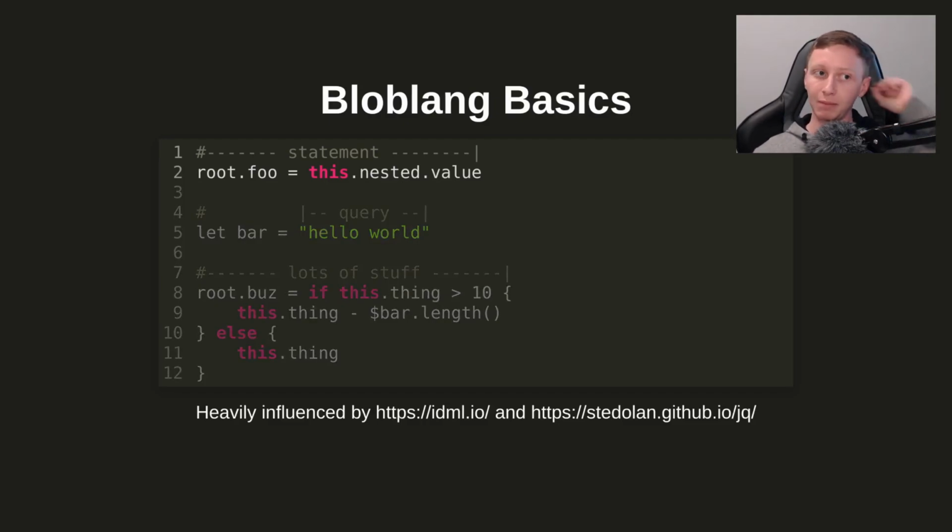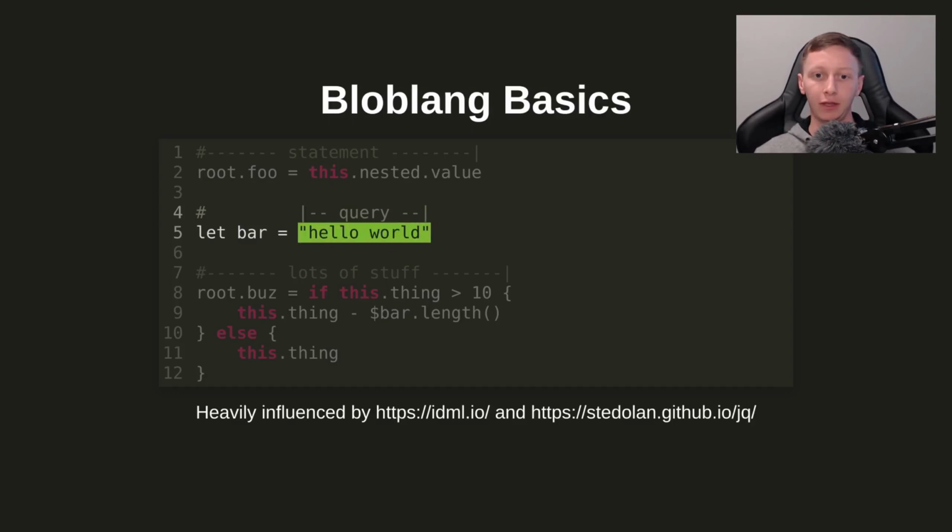So a Bloblang mapping consists of any number of these statements where we've got a left-hand side assignment target and a right-hand side query. Root on the left-hand side refers to the root of the new document we're creating, and this on the right-hand side refers to the current context, which starts off as the root of the input document. So here we're creating a new field foo, and we give it the value of nested.value from the input document. And we've also got variable assignments using the let keyword. So we're creating a new variable here called bar, and we're giving it a static string value.